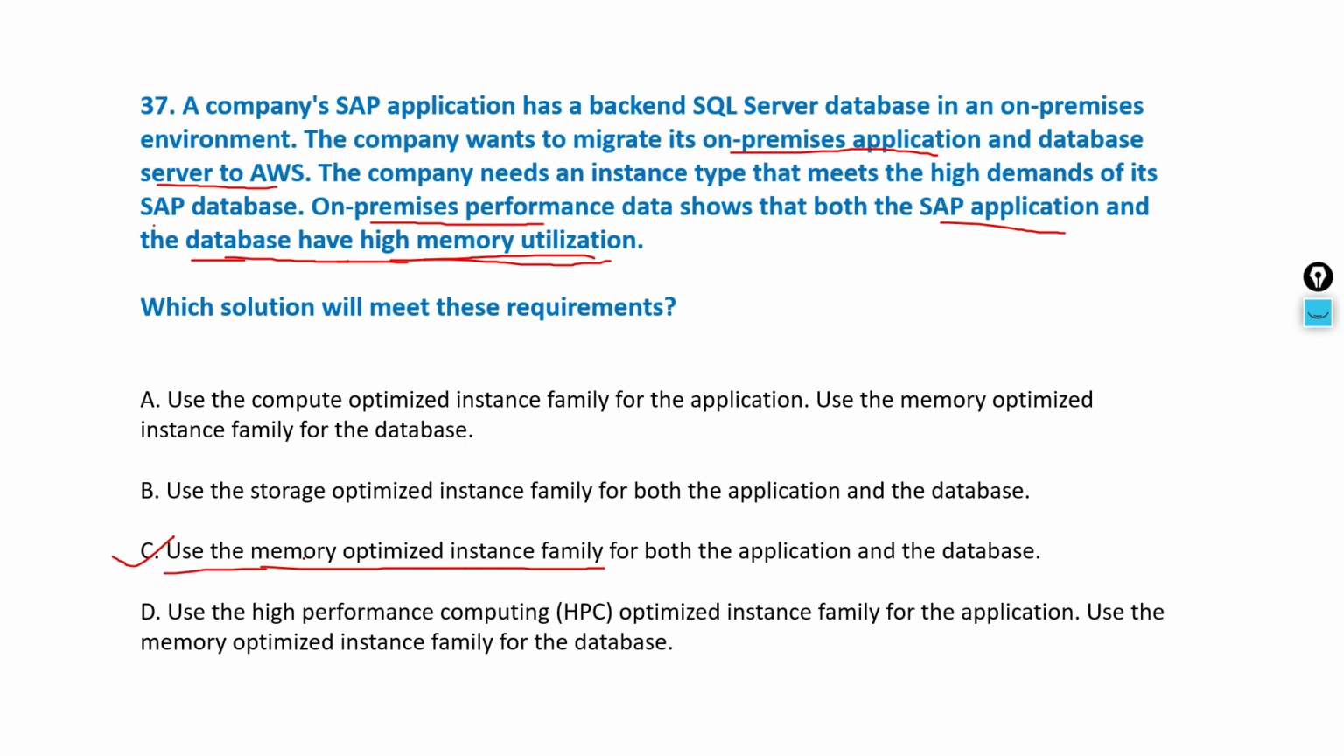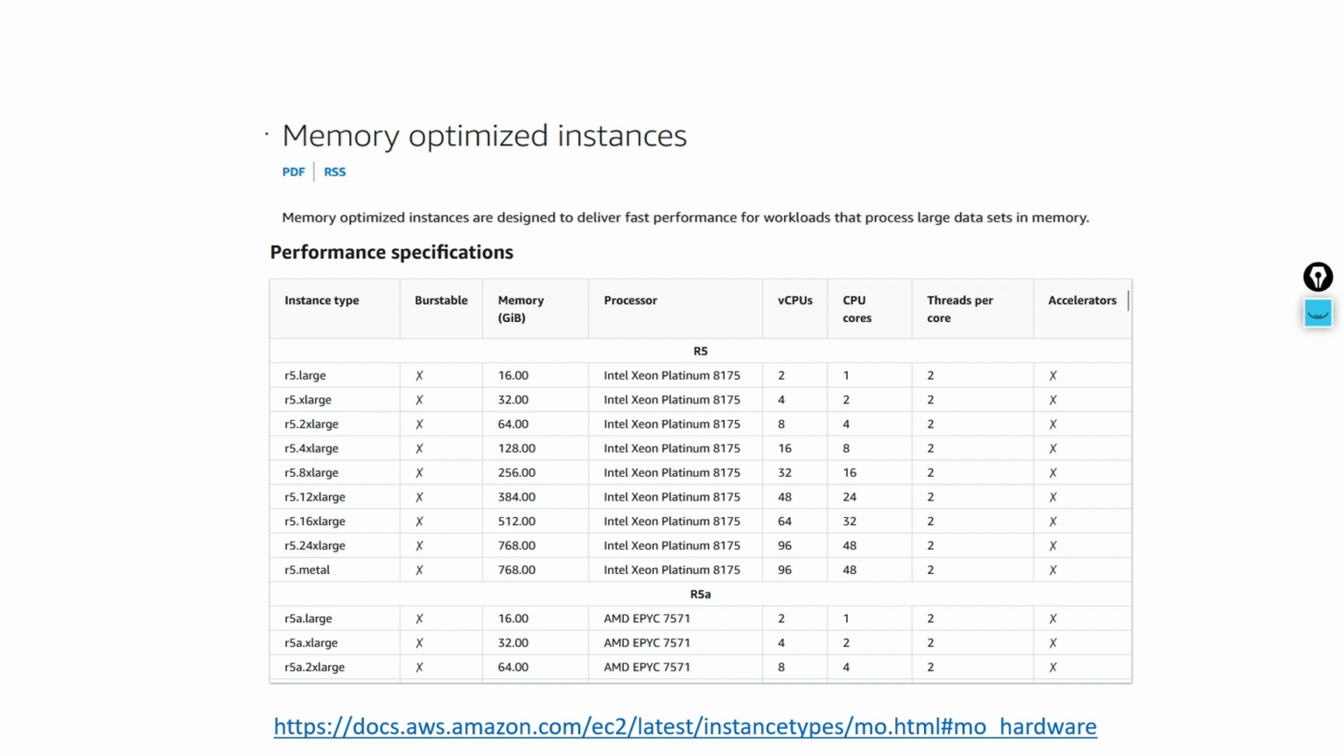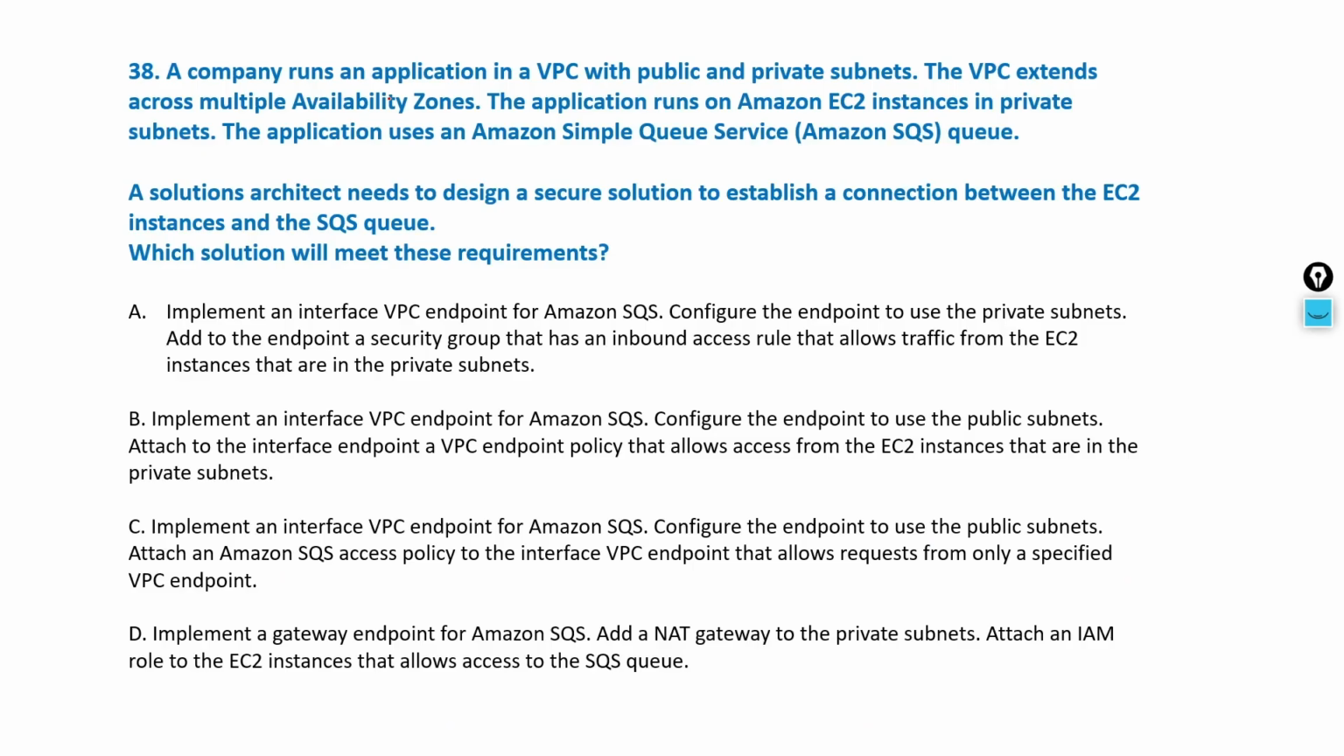C is the most suitable answer because the memory optimized instance family has a lot of options. Here are the options. You can see the memory optimized instances and performance specification. These are the instance families: R5 dot large, R5 dot X large, 2 large, 4 large. These are very big instance sizes, and you can see the memory also. They have allotted a lot of memory for the EC2 instance. So our answer is C. Okay.